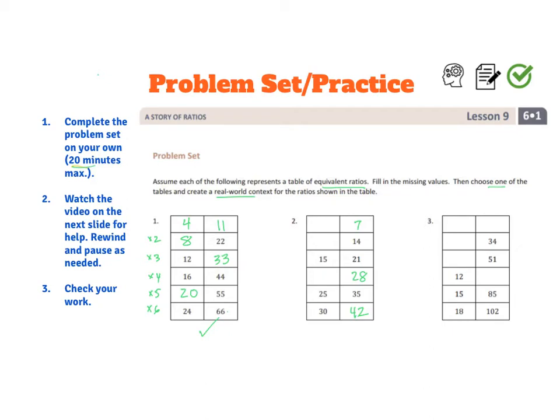Then 15, something, 25, 30. Sounds to me like I'm counting by fives. 15, 20. So 15 is going to be 10. So this was times 2, times 3, times 4, times 5. So if this is times 2, this has got to be 5 times 2, 5 times 3, 5 times 4, 5 times 5, 5 times 6. Again, we're just using what we know as far as multiplication and division and keeping the ratio true on both sides. So it's a 5 to 7 ratio throughout the table.